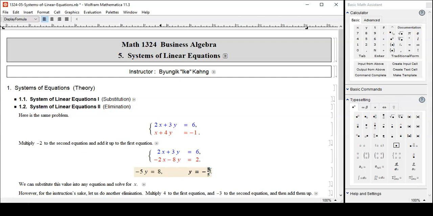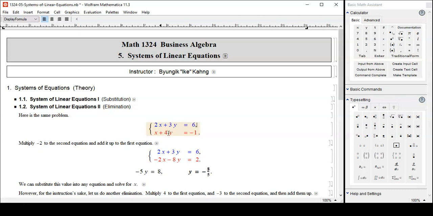Now that I have the y value, I can find out the x value. How do I do that? One way is to substitute this y value back into the original equation, either first or second, and then do your simplification and find the x value. It works, but in many cases, people repeat the same process and this time eliminate y to find the x value. How do you do that?